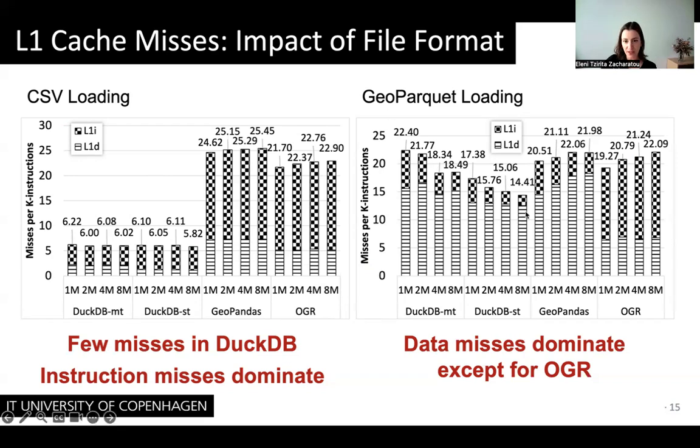Now, moving on to GeoParquet loading on the right-hand side, we observe a different pattern. Here, data misses dominate, except for OGR. One possible reason for this is that GeoParquet is a compressed file format, which requires consulting a dictionary for the compression, leading to more data misses.